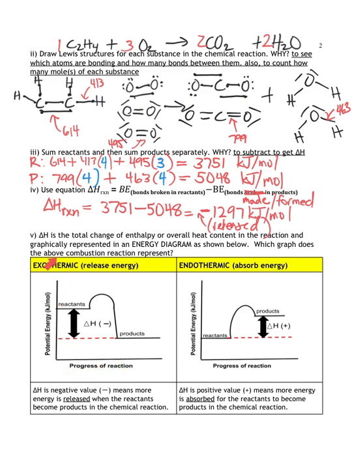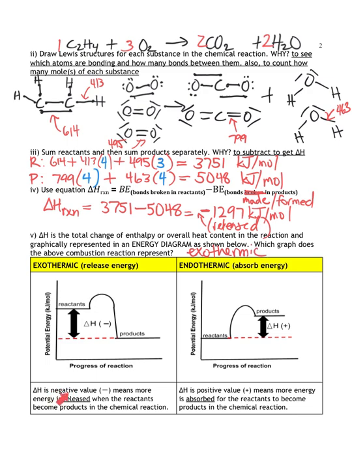Which graph does the above combustion reaction represent? Well, since you're releasing energy, you know that the potential energy of the products is lower than the potential energy of the reactants. So this leads to a negative delta H, which you see right here, and thus the exothermic reaction is what a combustion reaction represents. So exothermic in the end.